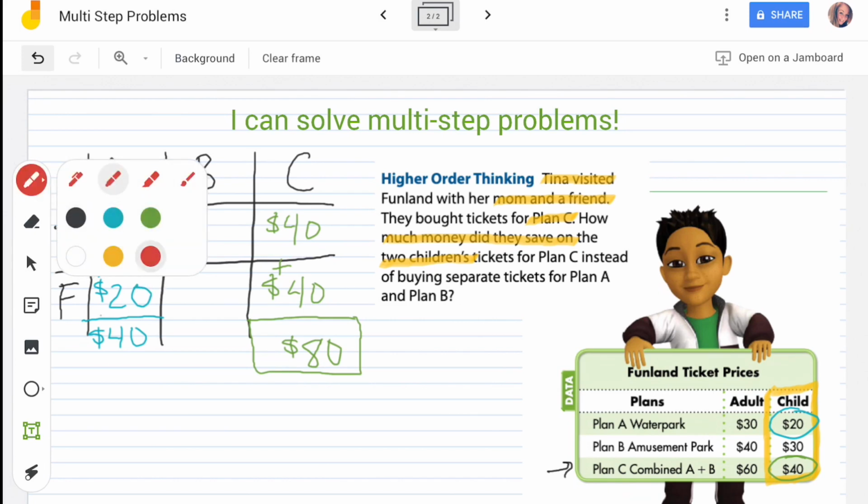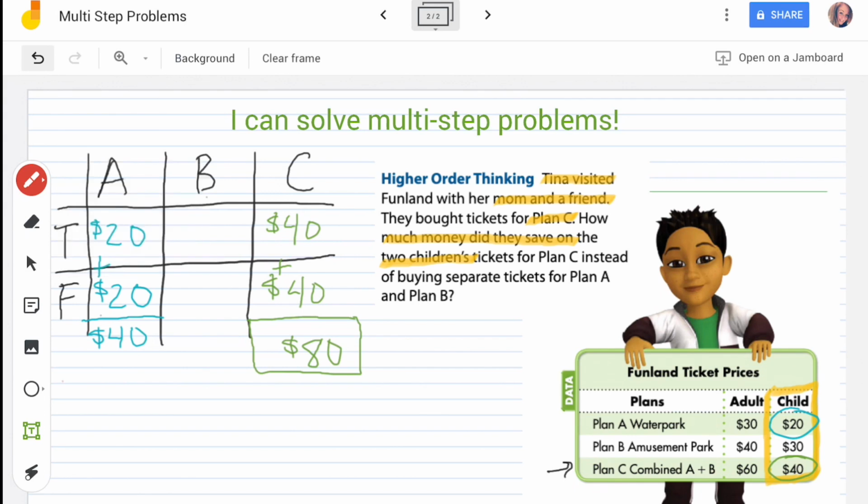Now finally, let's take a look at plan B. According to the data table, how much does each children's ticket cost? $30. Tina's ticket costs $30, and the friend's ticket cost $30. Altogether, how much money is that? Very good, $60. So let's go back to our question now that we know how much the tickets cost under each plan. How much money did they save? That's going to be a key word. How much money did they save on the two children's tickets for plan C instead of buying separate tickets for plan A and B?